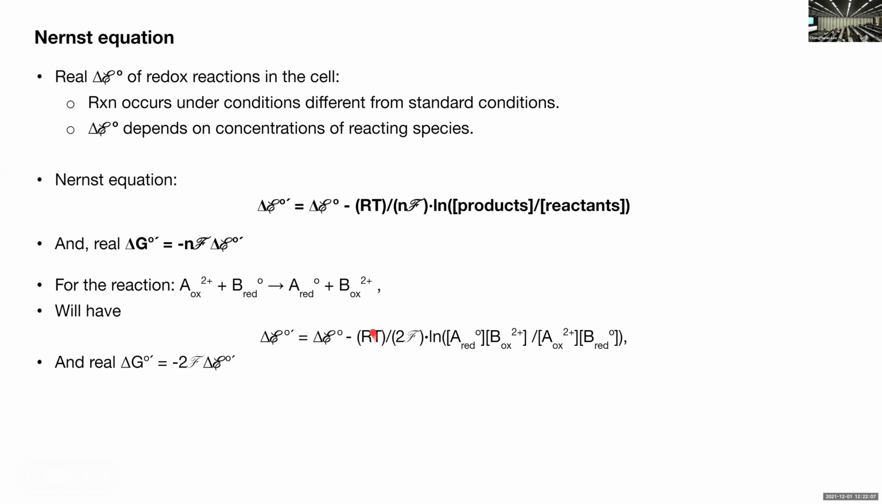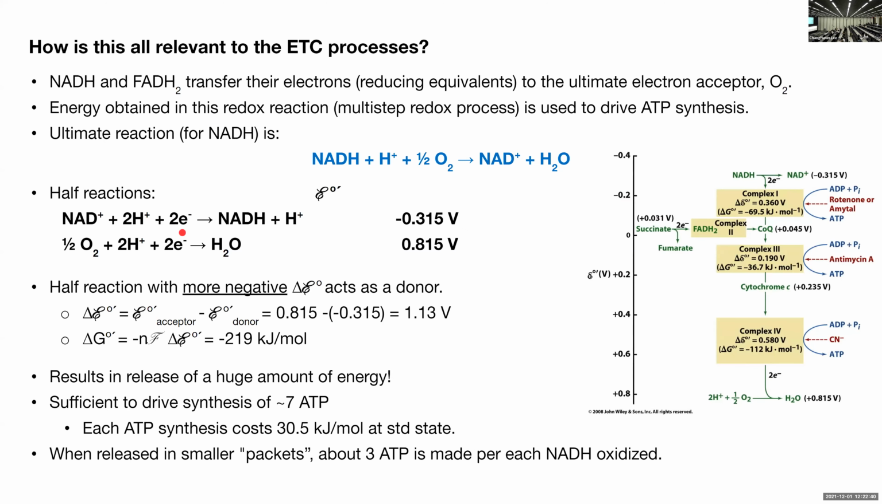You just plug in these numbers because 2 electrons moved. You put 2 on this n, and you keep the Faraday, and then put the concentrations of the products on the numerator, so these 2 concentrations, and put the other concentrations on the denominator, and then put this value into this equation to get the delta G naught prime. And again, you need to put the 2 for this n. Okay. Any questions so far?